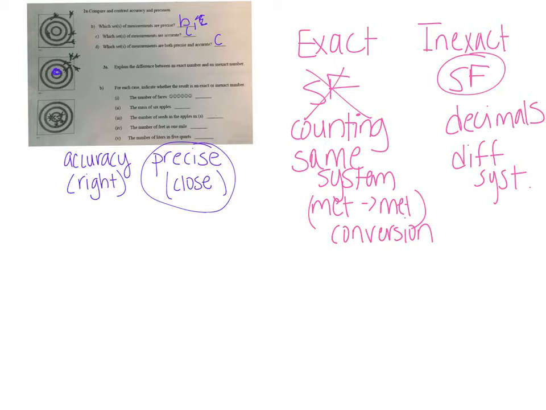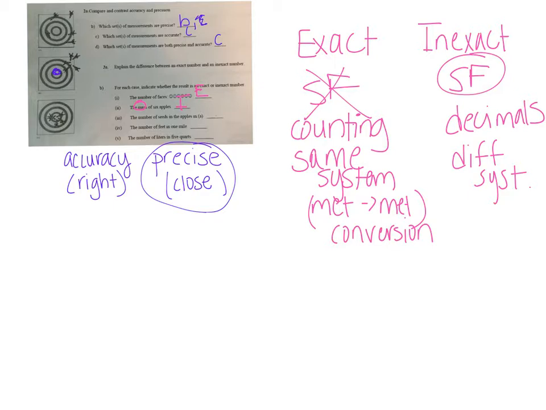3B, for each case, which one is exact or inexact? So the number of faces. Looking at a room, you can't cut anybody's faces in half. So we got exact. Okay. The mass of 6 apples. Mass is not always a whole number. So that's going to be an inexact number. And your decimals depend on what tool you are using. How far does it go?